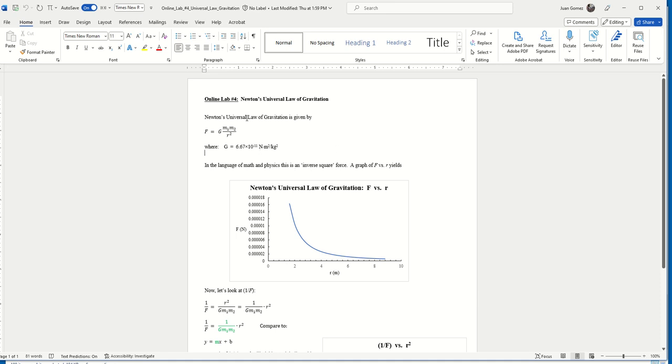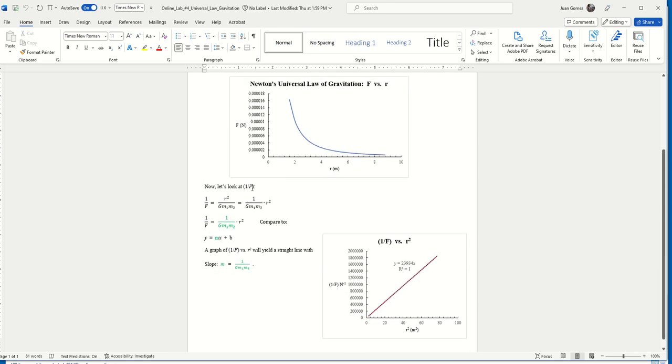In the language of math and physics, the universal law of gravitation is an inverse square force, simply meaning that the r squared term is in the denominator. If you graph F versus r, your graph should look like this one here. That's what the lab is going to do: the simulation simulates the universal law of gravitation, and we're going to graph F versus r, and also look at 1 over F.